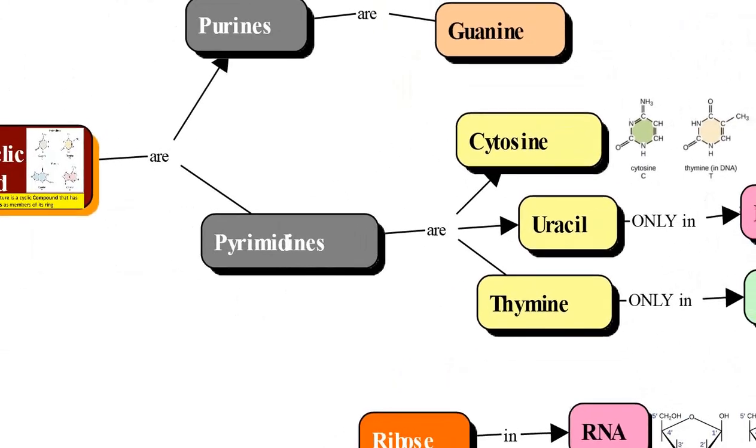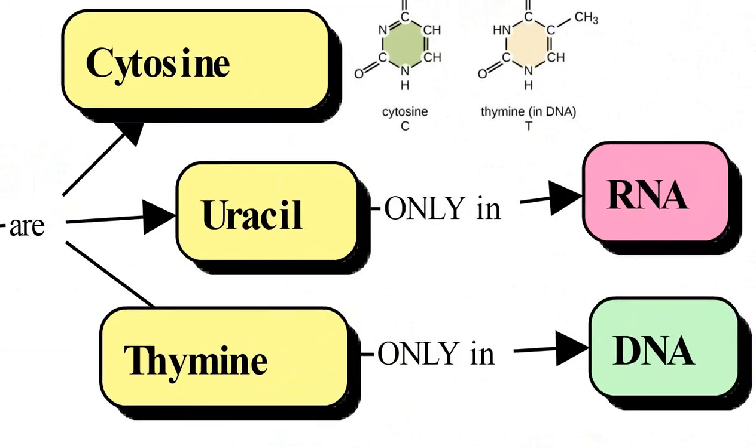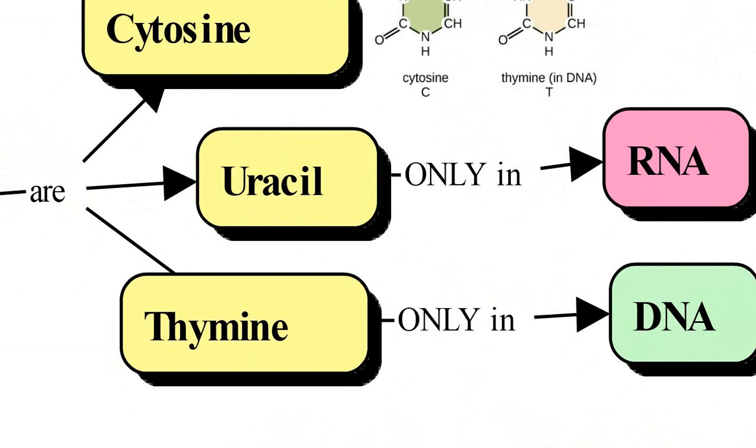Uracil is present only in the case of RNA, and thymine is specific. Thymine is present only in the case of DNA. So uracil is not present in DNA. At the same time, thymine is not present in RNA.